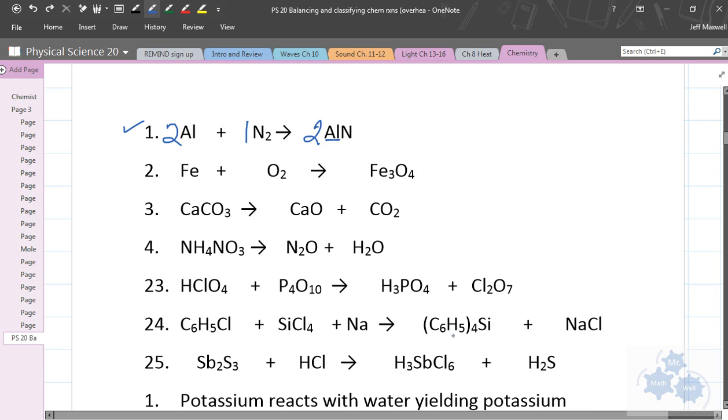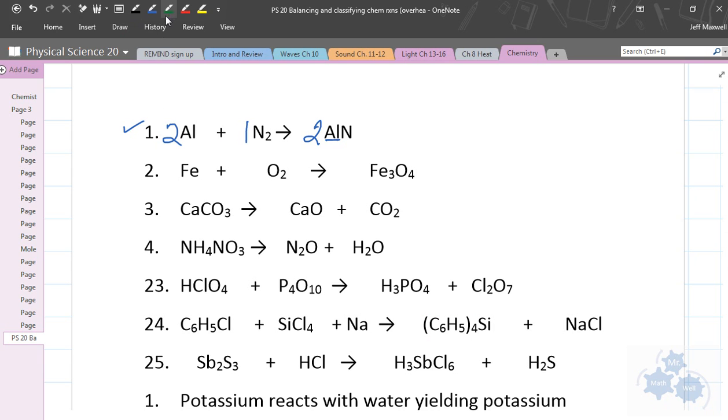Yes, but these brackets are different. Remember, this is part of writing the formula correctly. This means that there are 4 of these whole entire groups of things here. So don't just add brackets around your moles, okay, around your numbers there.